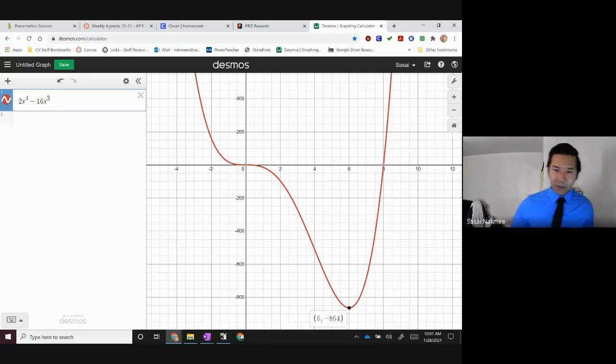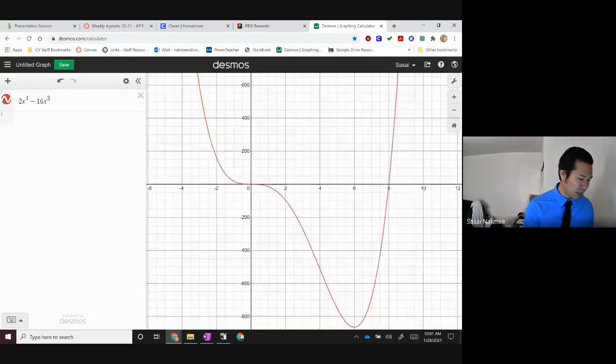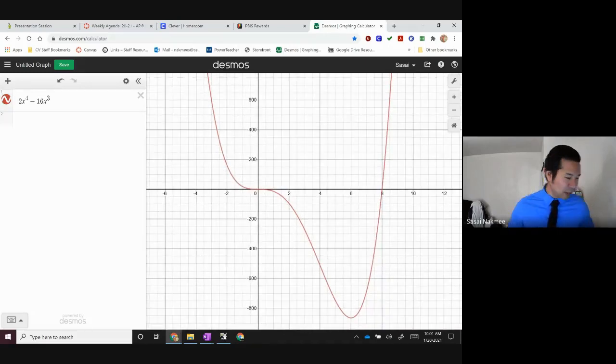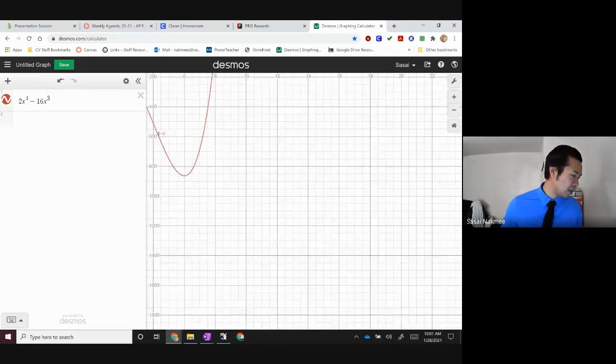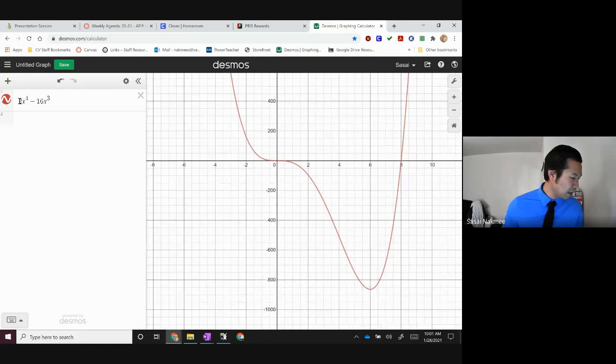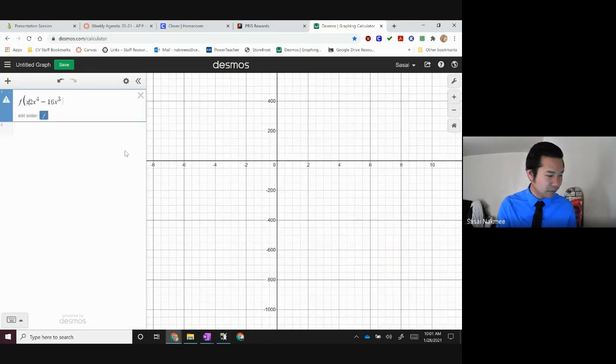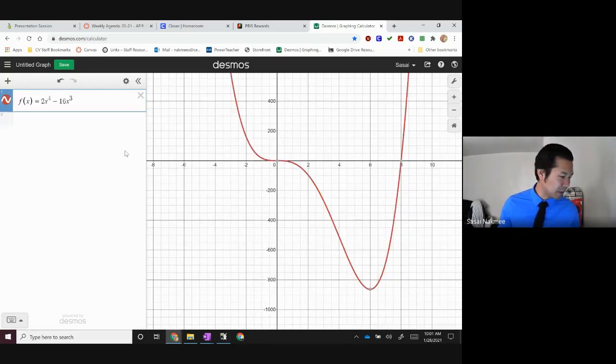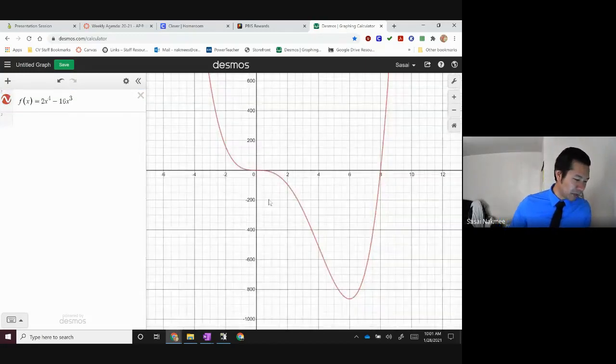By the way, check this out. I can't help but think how cool this is. Let's take a look at this function real quick. Let's call this f of x. I love this about Desmos, by the way. So this function right here is f of x.